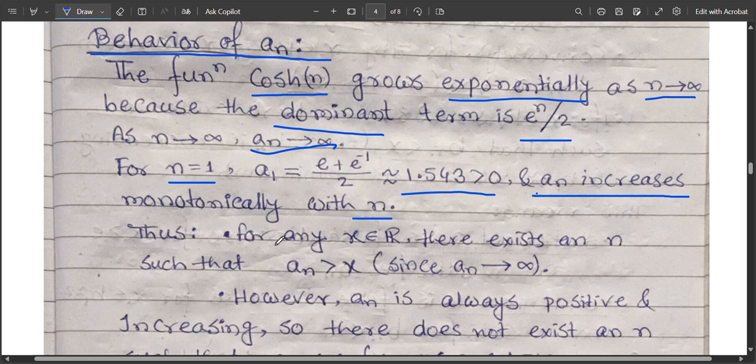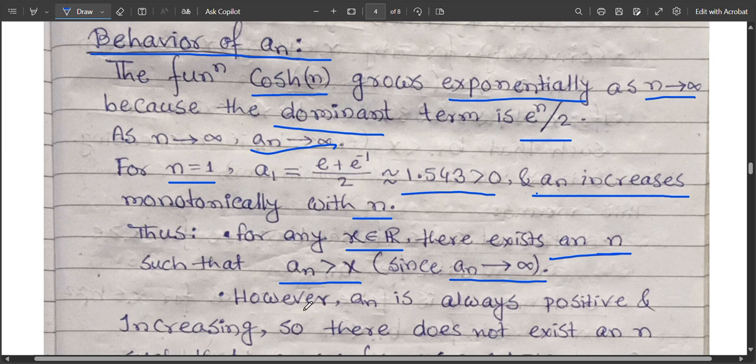Thus for any x from R, there exists an n such that n is greater than x, because x is from the set of all real numbers and n goes to infinity. So there exists an n such that n is greater than x, since n tends to infinity.